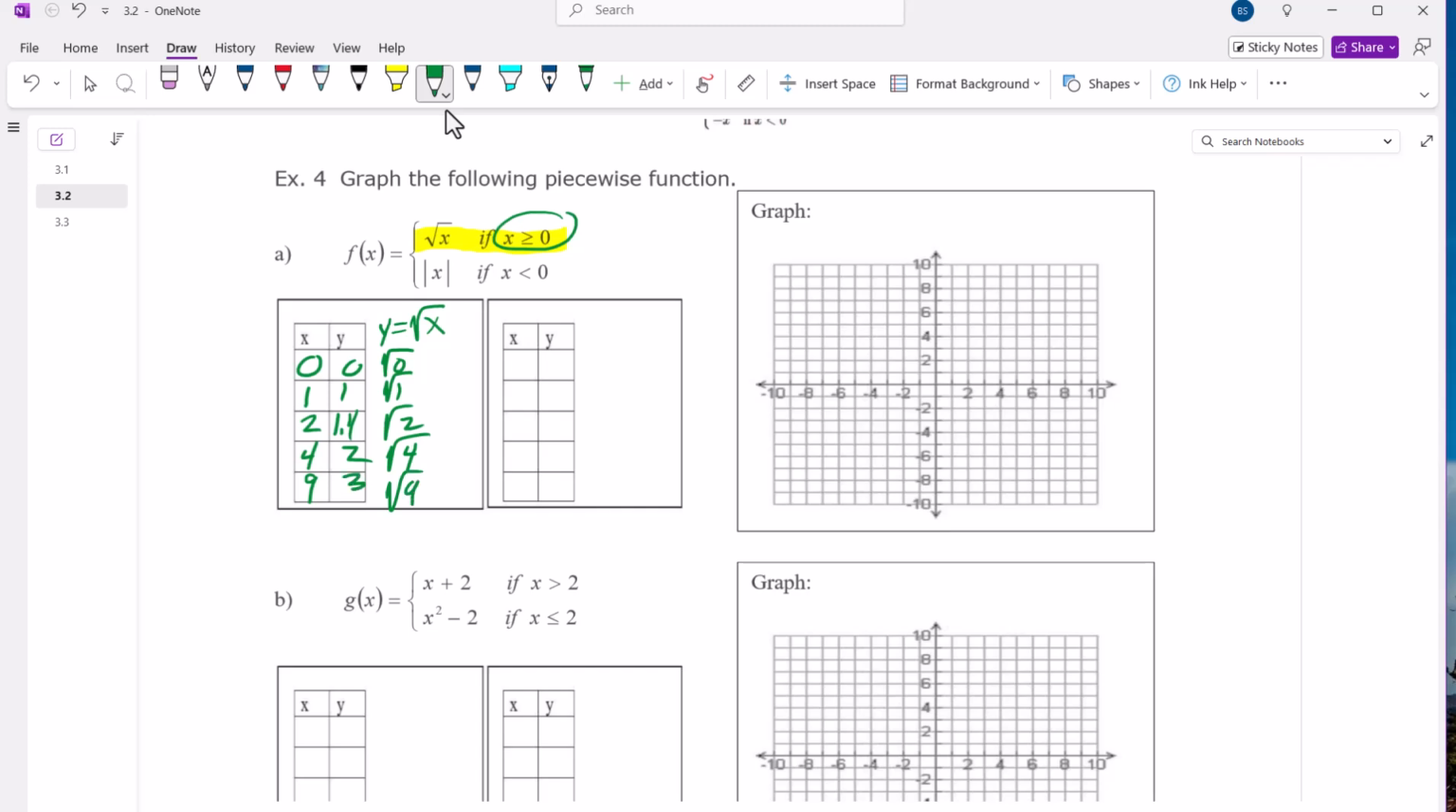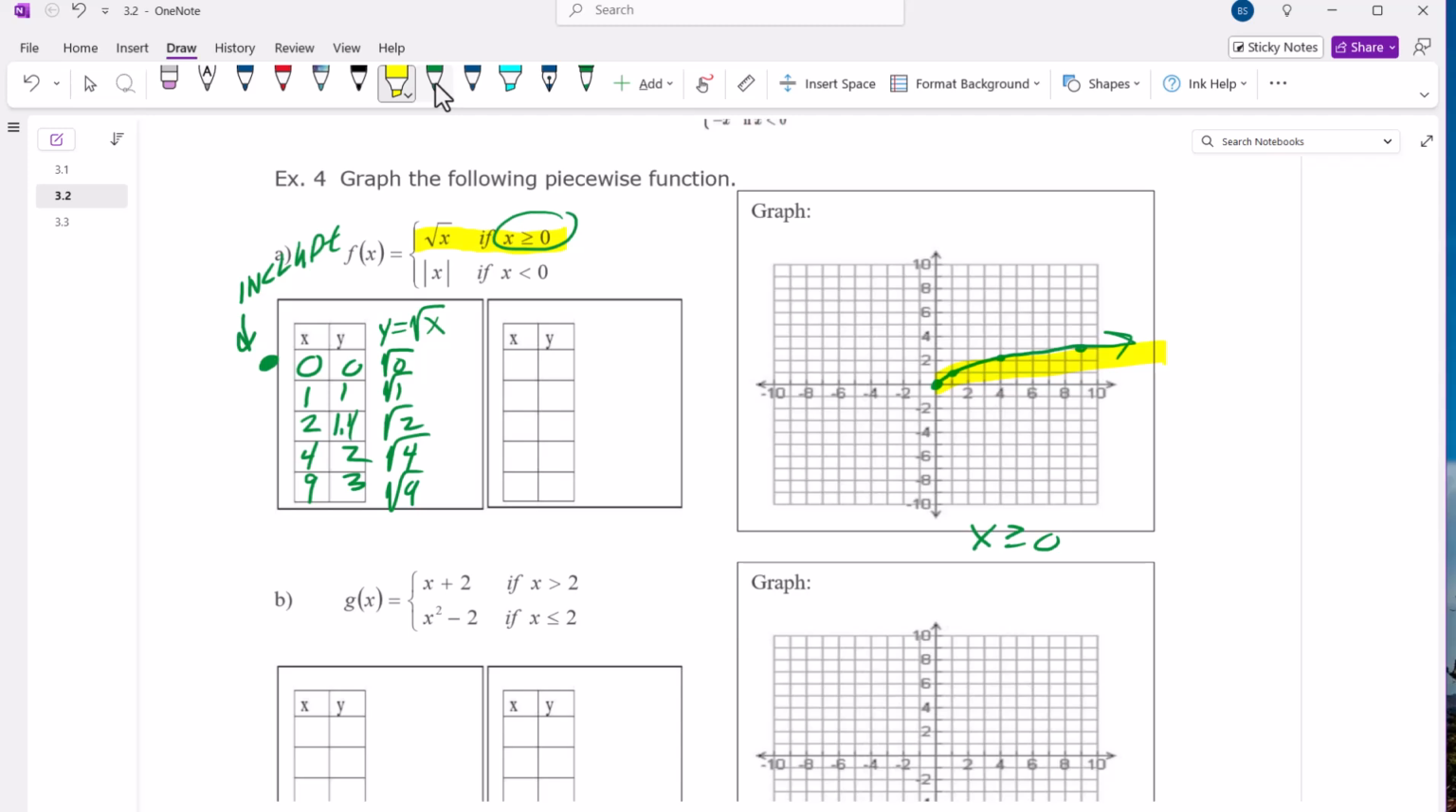Since that has an equal to bar, that means that this is included. So if I graph these points, I need to make sure that's a solid dot there. And then I can plot these points. And then this graph just goes to the right. The idea is if x is greater than or equal to 0, then you've got this graph right here. So it doesn't go on forever in both directions.